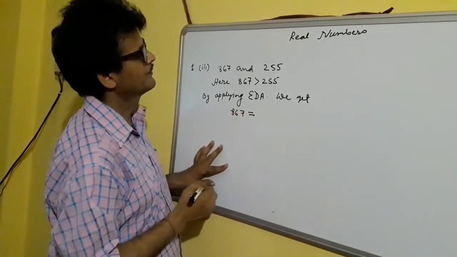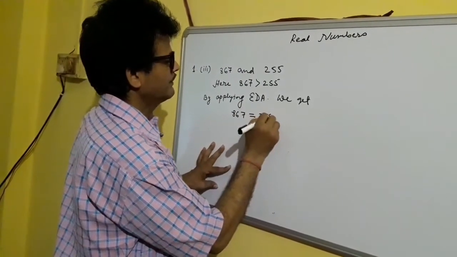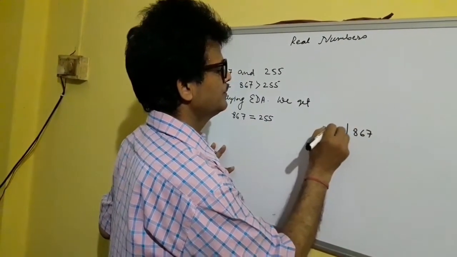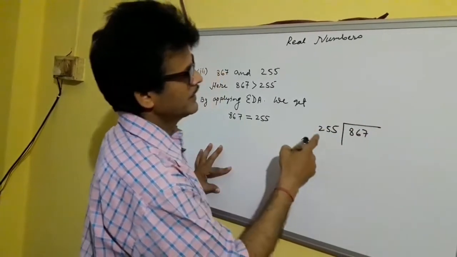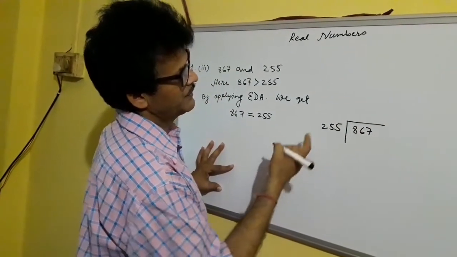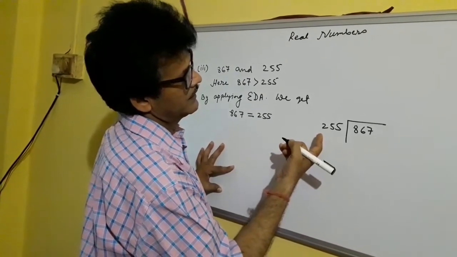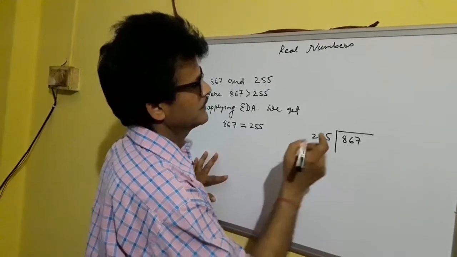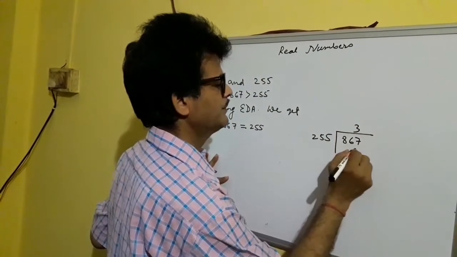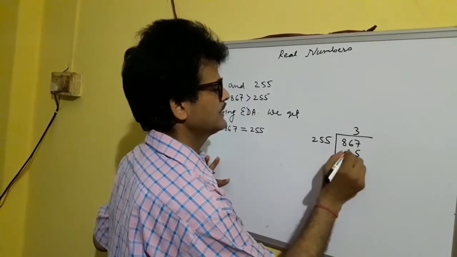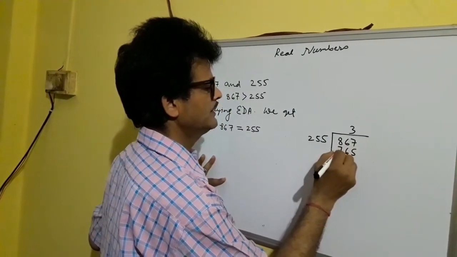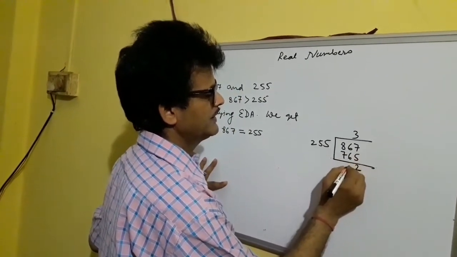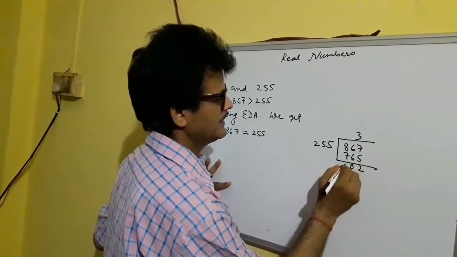867 is equal to 255 times something. Now we divide 867 by 255. How many times will it go? If we take 3 times, 3 5s are 15, 15 1 is 16, then 3 2s are 6, 1 is 7. So this will be 3 times. Subtract this. 7 minus 5 is 2, 6 minus 6 is 0, 8 minus 7 is 1.